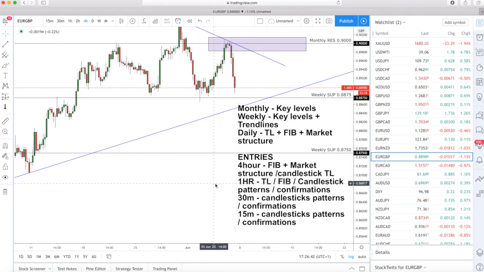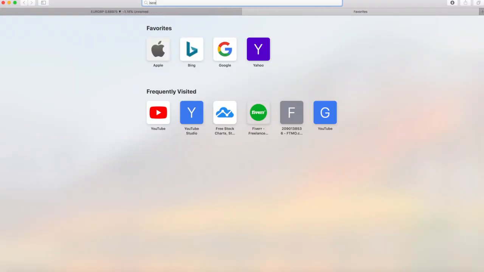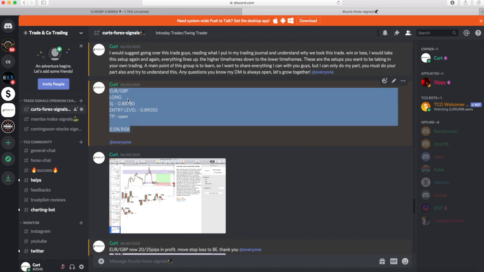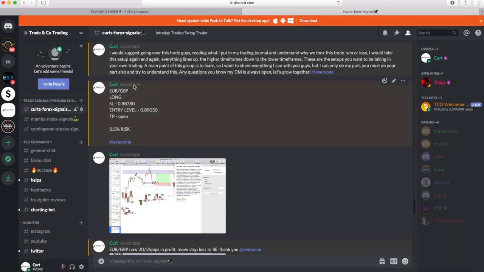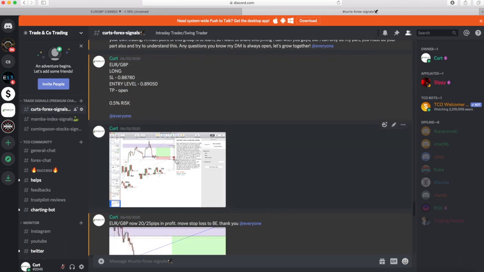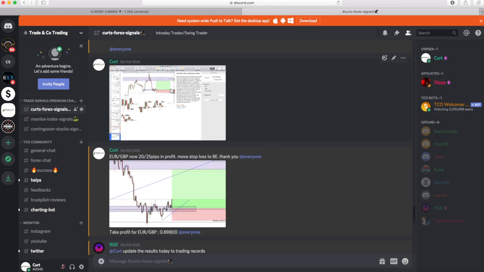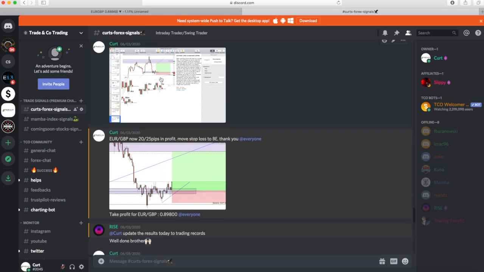But anyway, let's jump into this trade that I took, and I'm just going to show you on the Discord. So yeah, guys, this is a trade. I'm just showing you how I posted it in the Discord here. So it was the 3rd, which was Wednesday. Euro pound long, stop loss 88,780, and so on. And I also write it in my journal and share my journal with the chat, so people can see and try and understand why I took the trade, and hopefully they can start noticing these kinds of setups on their own.